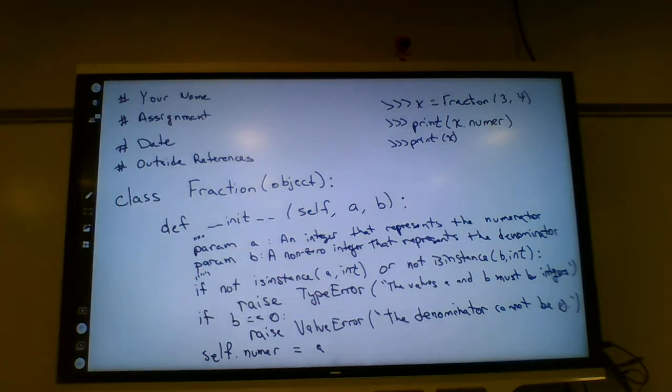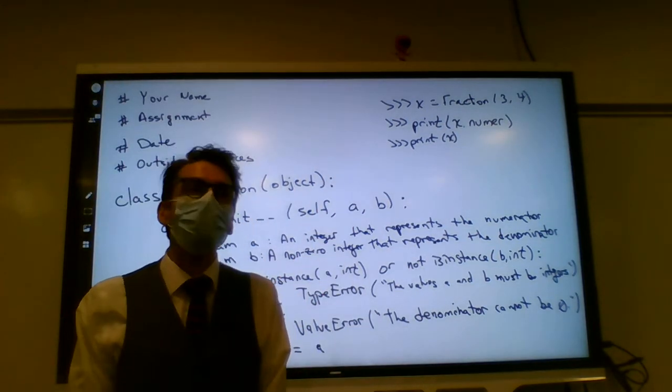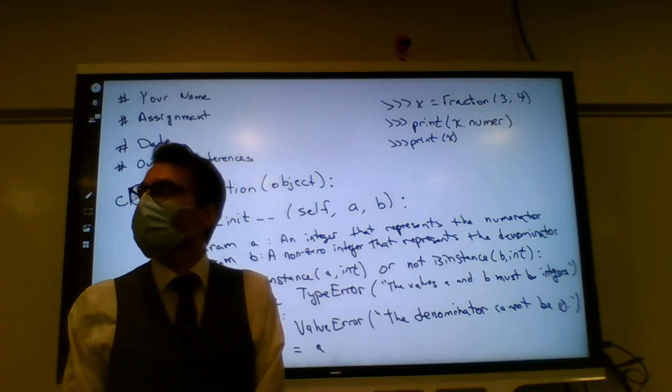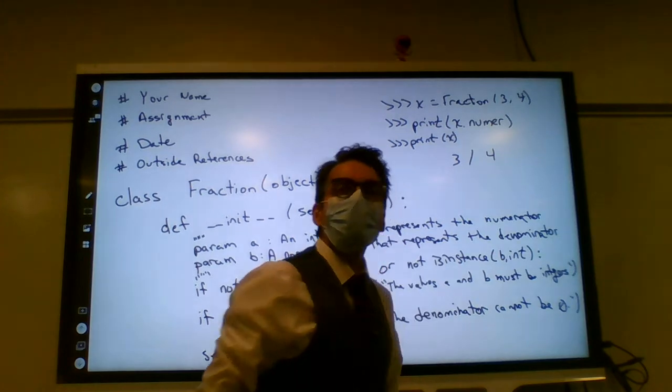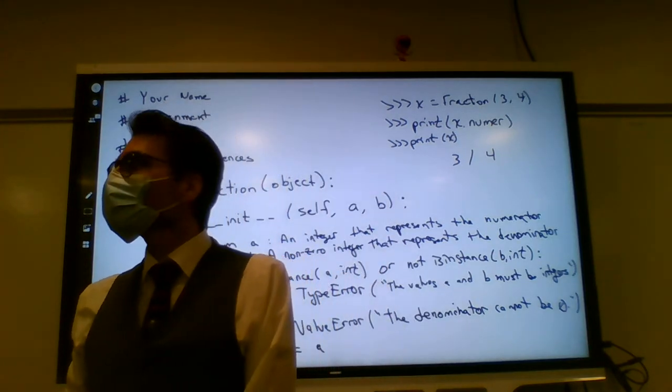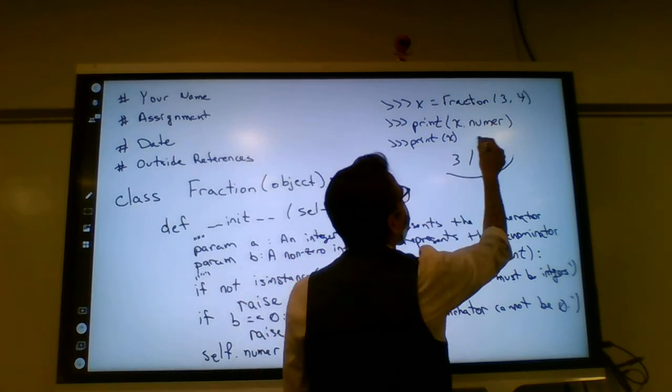for us, right? If you try to print it, it tells you what kind of thing it is and where it is, but it doesn't tell you the information. If you printed x, what would you really want to have happen if you had this fraction 3, 4? You'd want it to be something like maybe that. If you said fraction, right? You want to print it out like that. So that's what we want to see.